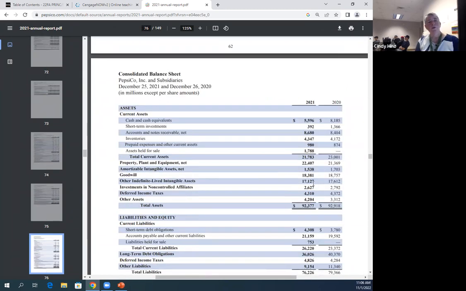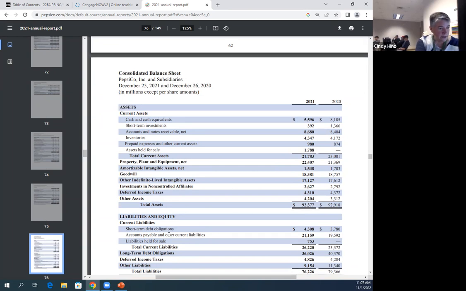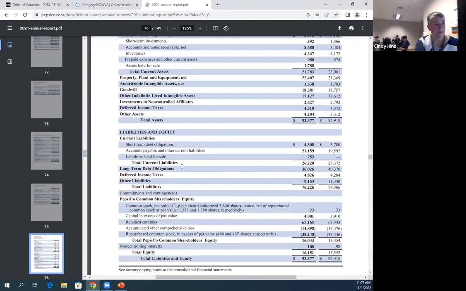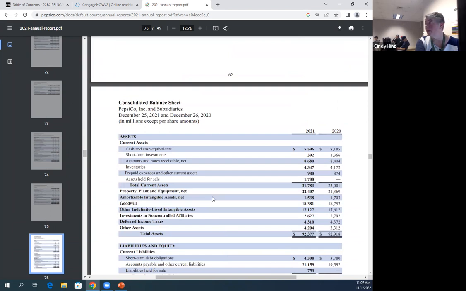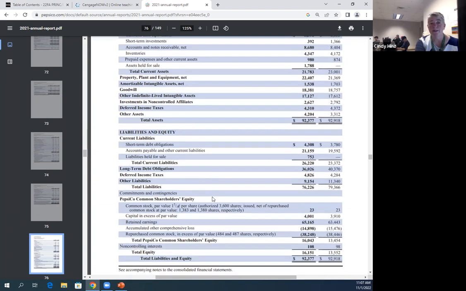Okay. So as I look at Pepsi's balance sheet, we can see that under liabilities, they have long-term debt obligations. And at the end of 2021, that was 36,026. These numbers are in millions. So that would be $36 billion that Pepsi owed at the end of 2021, excuse me. Down from 40 billion the year before. So I guess they're making progress on those long-term debt obligations.